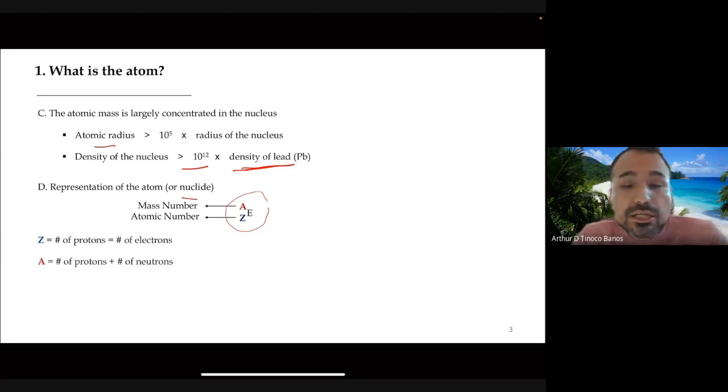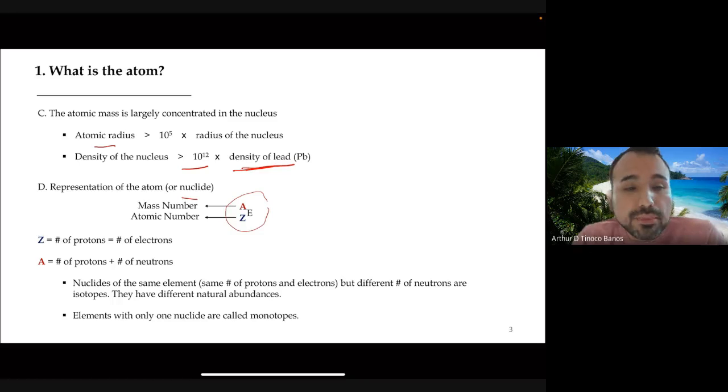So Z equals the number of protons, which also equals the number of electrons, to remind ourselves that there is a charge neutrality, right? So every atom will be 0 in charge. A is the sum of the number of protons and the number of neutrons.